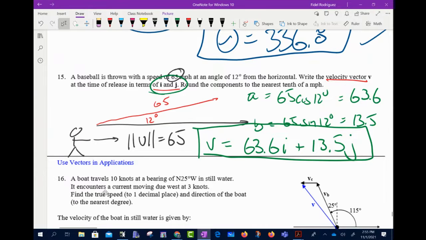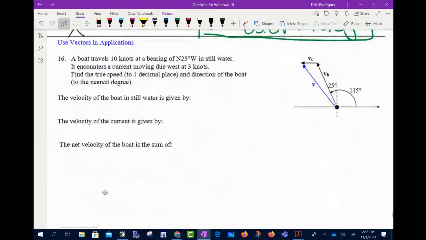All right, so y'all, we've got one last problem to take a look at here. Let's see if we can figure this one out. Bearing's not my favorite either, but let's see if we can figure this thing out. It says a boat travels 10 knots at a bearing of north 25 degrees west in still water. It encounters a current moving due west at 3 knots. Find the true speed to 1 decimal place and the direction of the boat to the nearest degree.